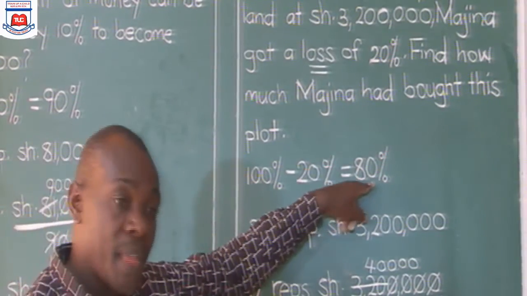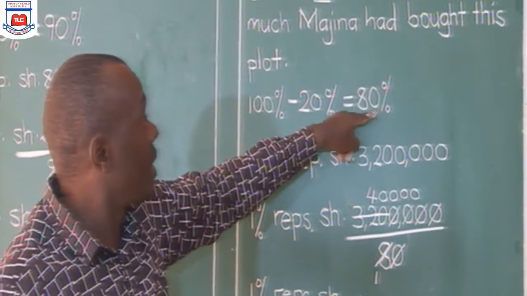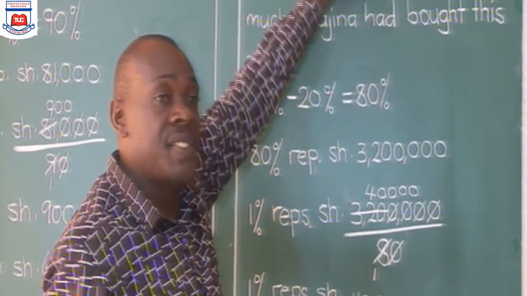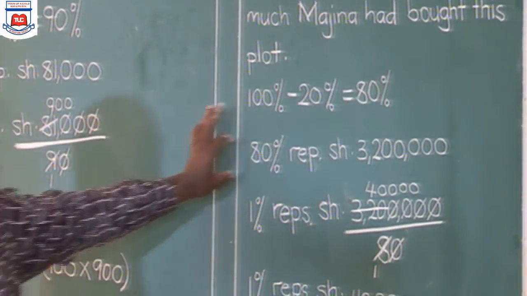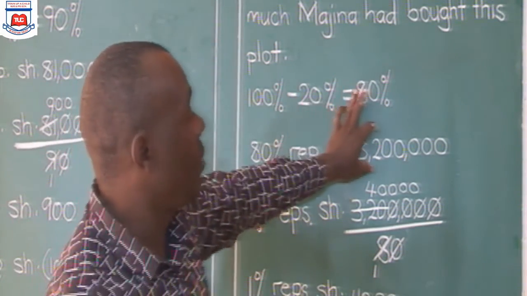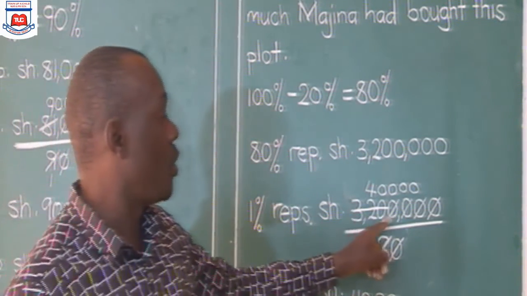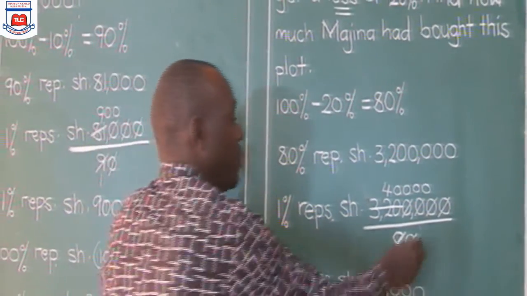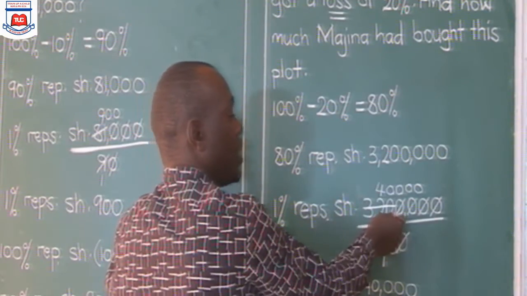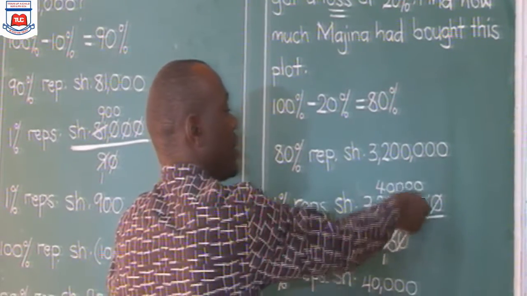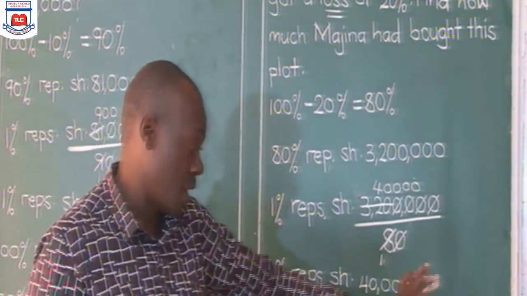This is the outcome after the sale. So it's like the selling percentage. So the selling percentage will be equal to or represent the 3,200,000 shilling selling price. That's why we say 80% represents 3,200,000 shillings. 1% represents 3,200,000 shillings out of 80. We divide by 10 by 10. 8 divided by 8 once. 32 divided by 8 is a 4. 0 by 8 is a 0. Another 0, 0, 0, 0. So 1% represents 40,000 shillings.